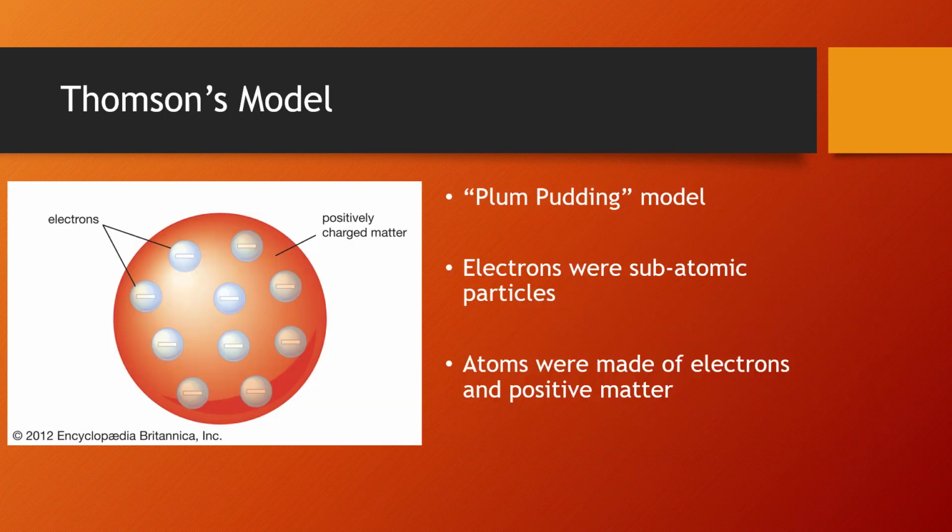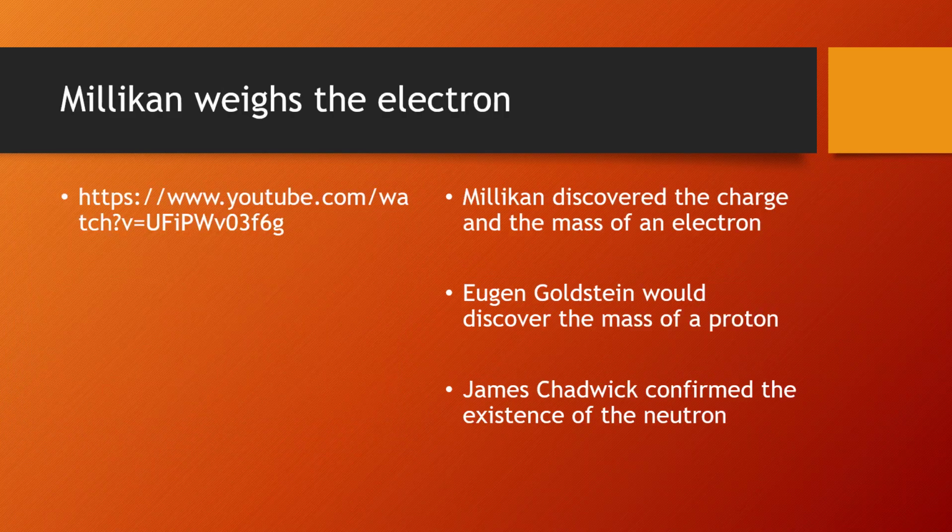Thomson's model is the plum pudding model. He knew that there was something in an atom that was negatively charged. These corpuscles, or electrons, were part of the atom and were something that could be identified. He could not identify the positively charged things, and said there would be a positively charged matter and electrons embedded in it.